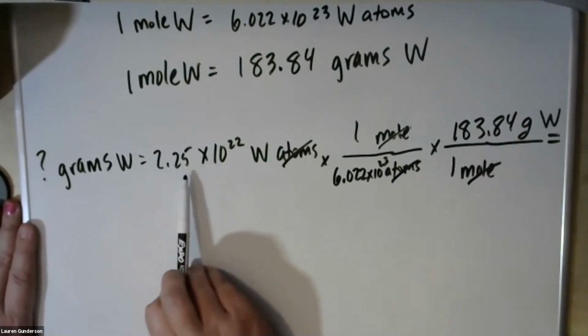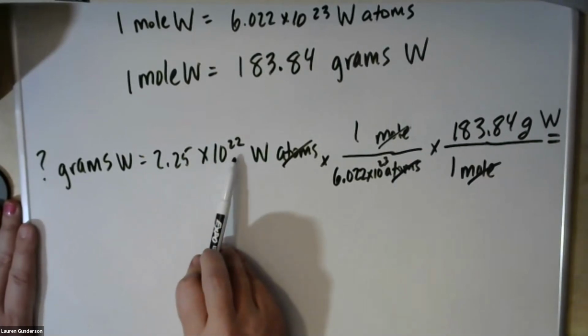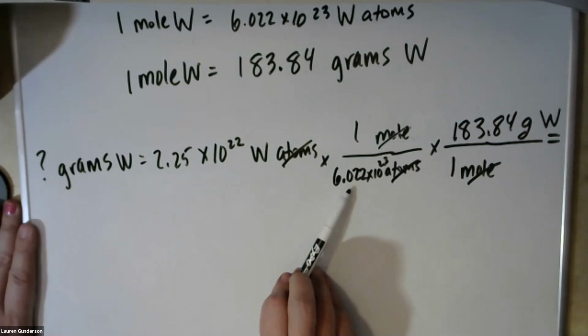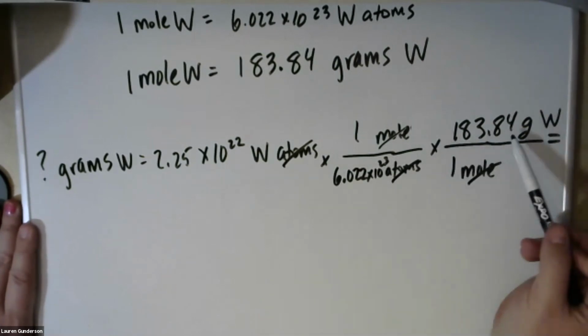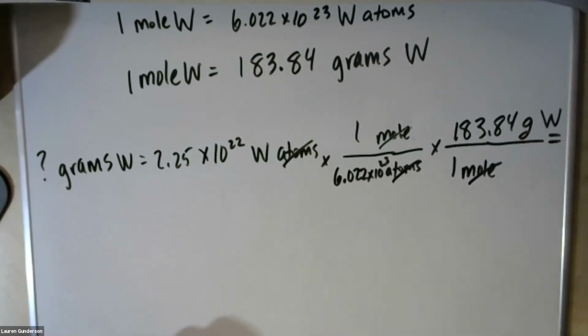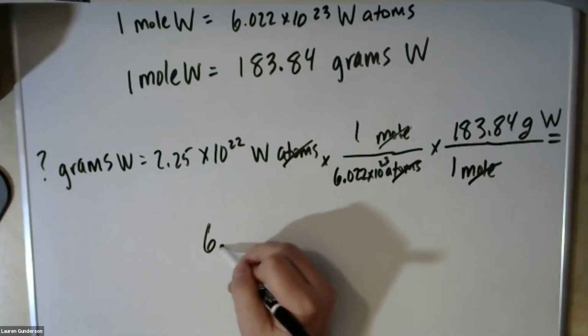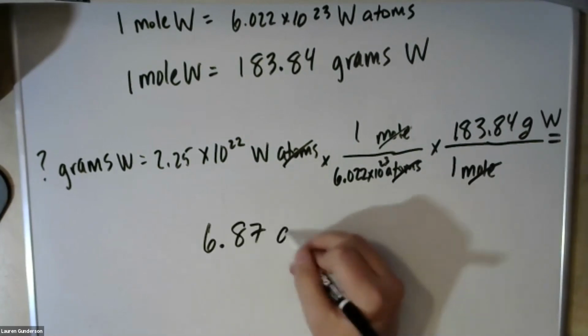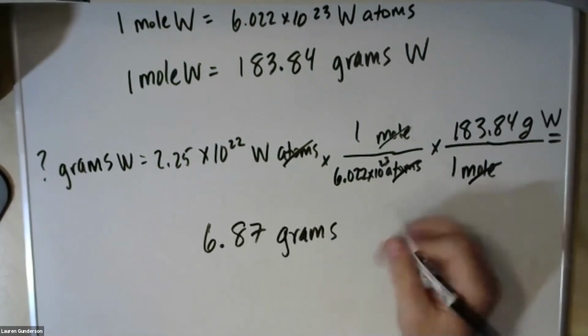So here we'll have 2.25 times 10 to the positive 22 divided by 6.022 times 10 to the 23 multiplied by 183.84. We should end up with 6.87 grams of tungsten.